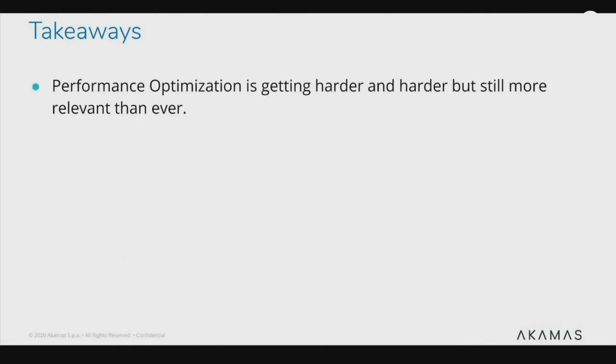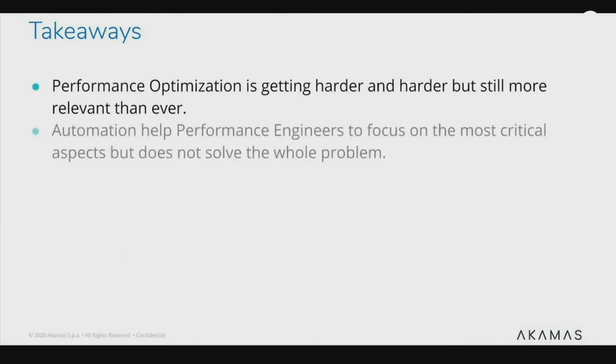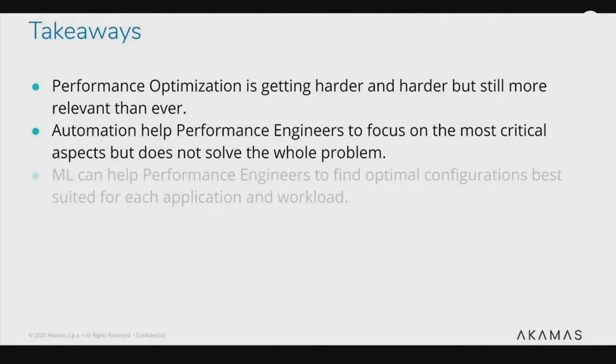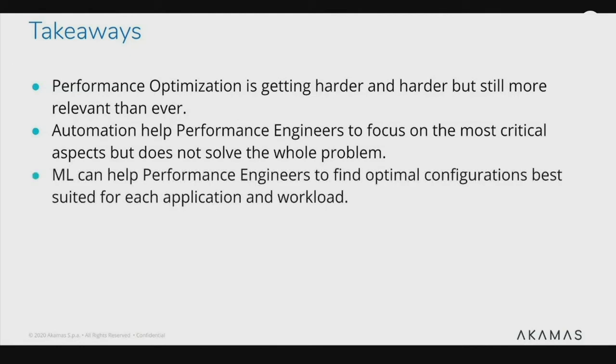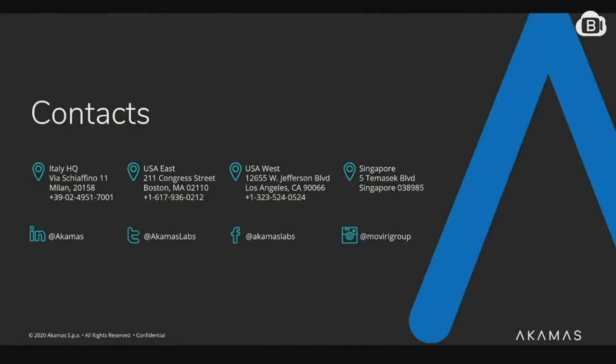In conclusion, we have seen how the growing complexity of IT stacks makes performance optimization activities both more important and harder to carry out. Automation can help performance engineers spend their valuable time on core activities like result analysis or bottleneck detection. Finally, AI can help performance engineers to better explore the space of possible configurations and reach unprecedented levels of performance. If you have any questions, please join us in the Q&A session or later on in the panel discussion.